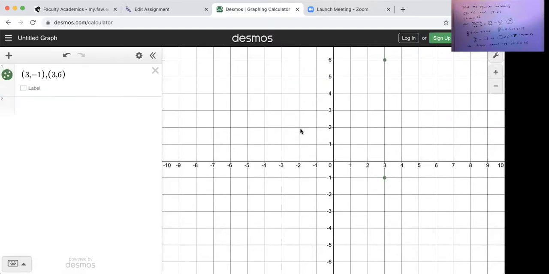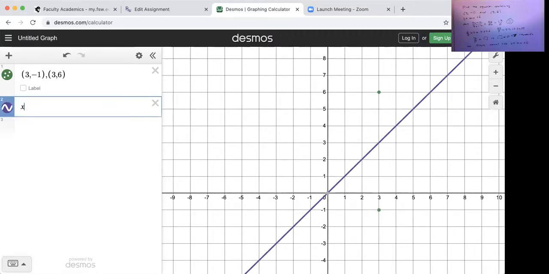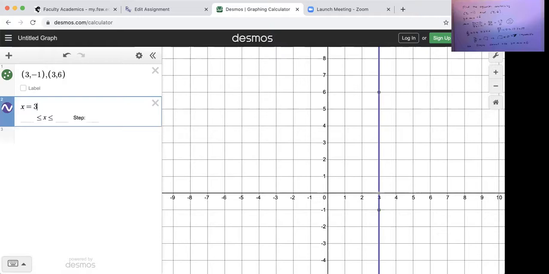If I connect those points, it's this line. And what are some other points? This point, which would be (3, 5), this one (3, 4), this one (3, 3), this one (3, 2), this one (3, 1), (3, 0), (3, -2). All of the x values are 3. So the equation of that vertical line is simply x equals 3.